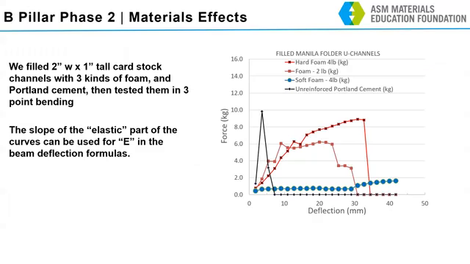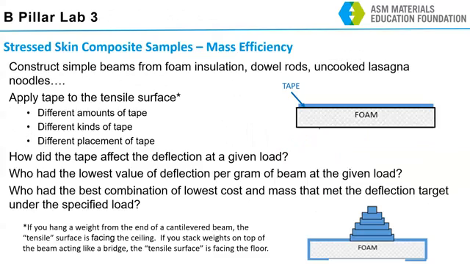Okay, I'm going to skip this. All right, let's move on to lab number 3. This is the one that I think you're most likely to do at camp this week. So we're, again, starting from simple beams, and you can use that foam insulation if you have some extras cut from your insulation board. You could use dowel rods from the hardware store, or since I didn't have access to a machine shop when I was developing these, I tried uncooked lasagna noodles, and that worked too.